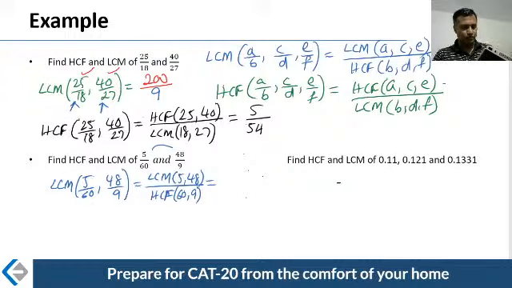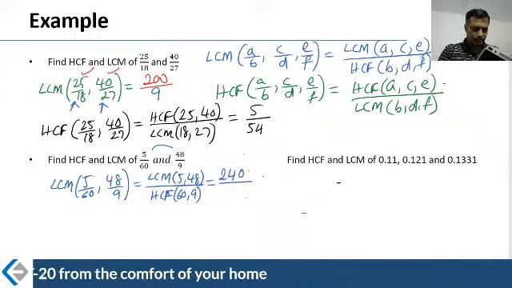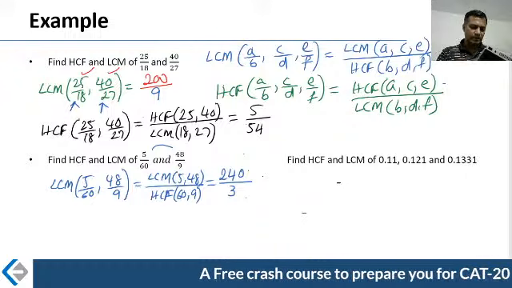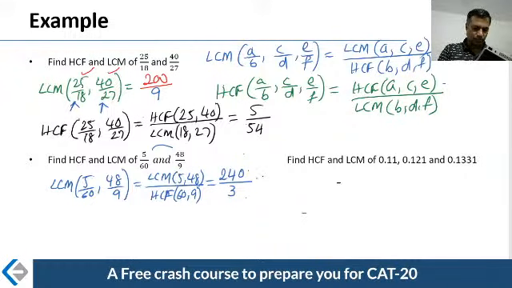Fantastic. What is the LCM there? 240. What is the HCF of 60 and 9? The HCF of the given numbers is 3. So that should become how much here? That would become 80. That is what we get.